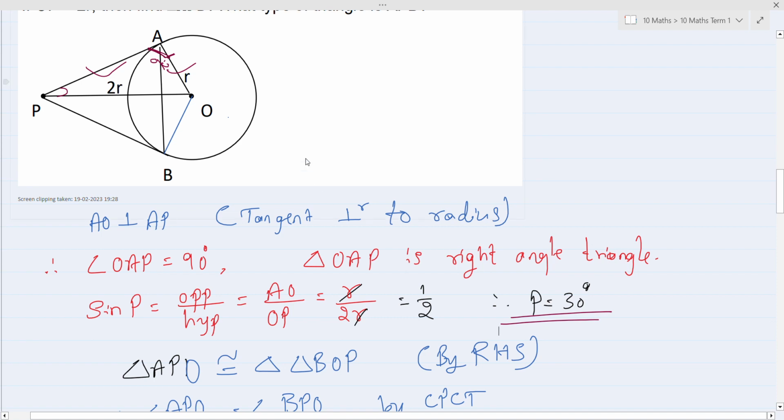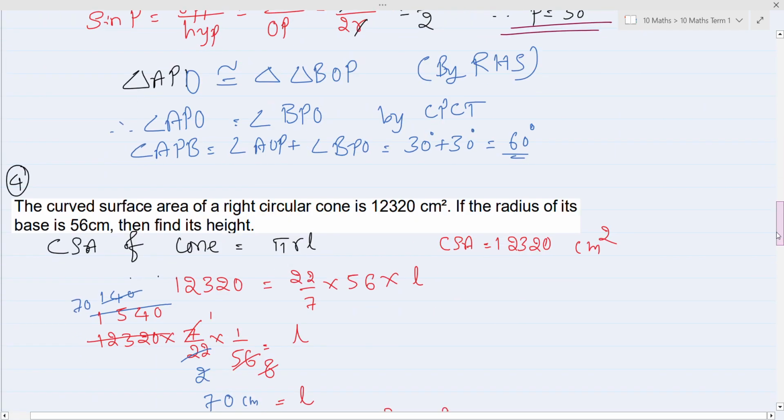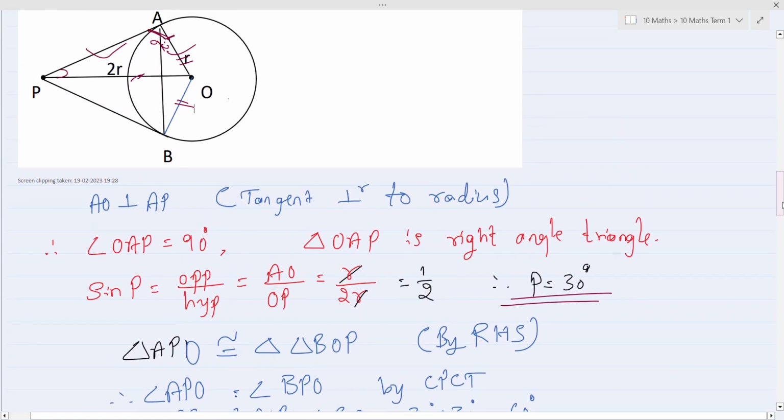So we can see that if you join OB, triangle OAP is congruent to triangle OBP by the RHS property, because the hypotenuse OP is the common side and we have corresponding sides AO equal to OB because they are radii. So here we can see angle APB is the sum of angle APO plus BPO, which is 30 and 30. Altogether it is 60 degrees.